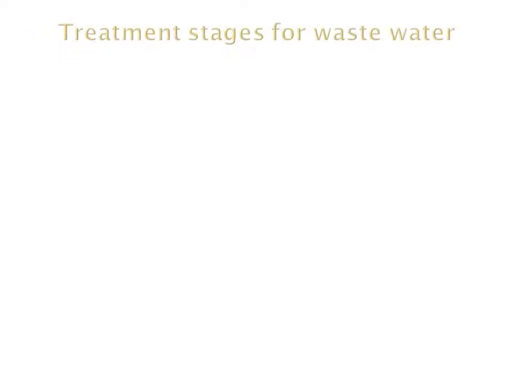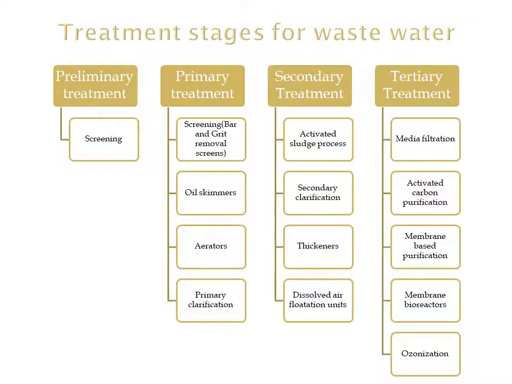Treatment stages for wastewater. Now let's understand what happens in the different stages. First one is preliminary treatment. Preliminary treatment is performed by screening, screening the wastewater through screens which retain the large objects that are present in the wastewater.